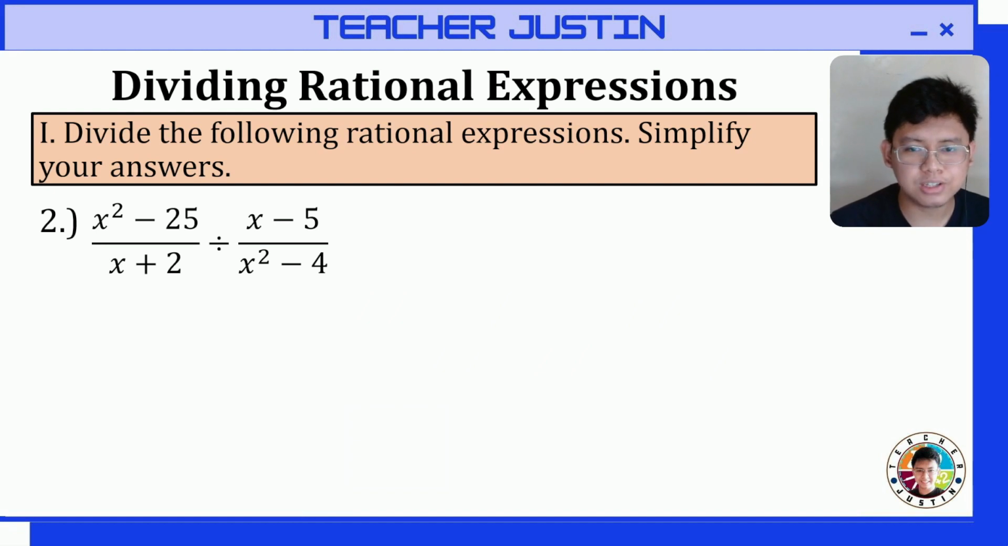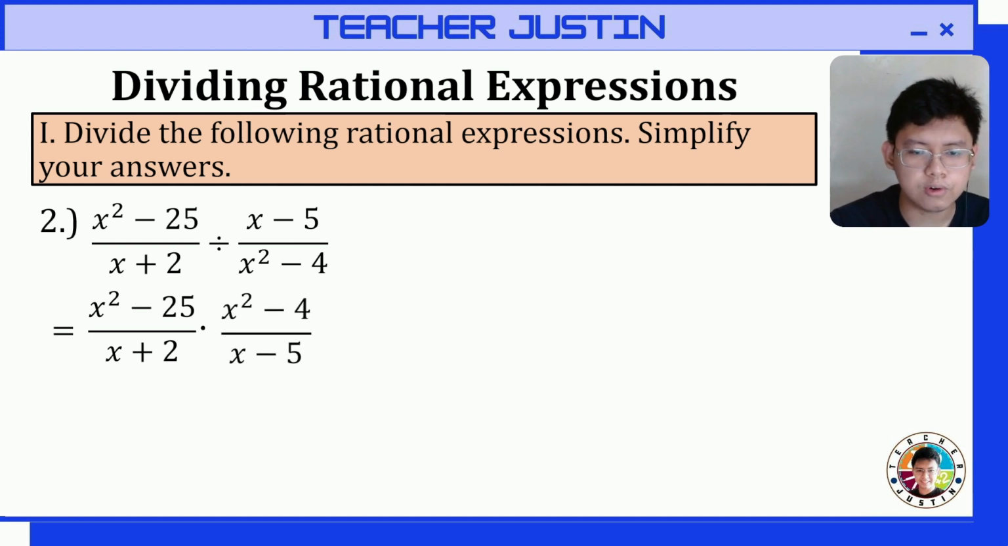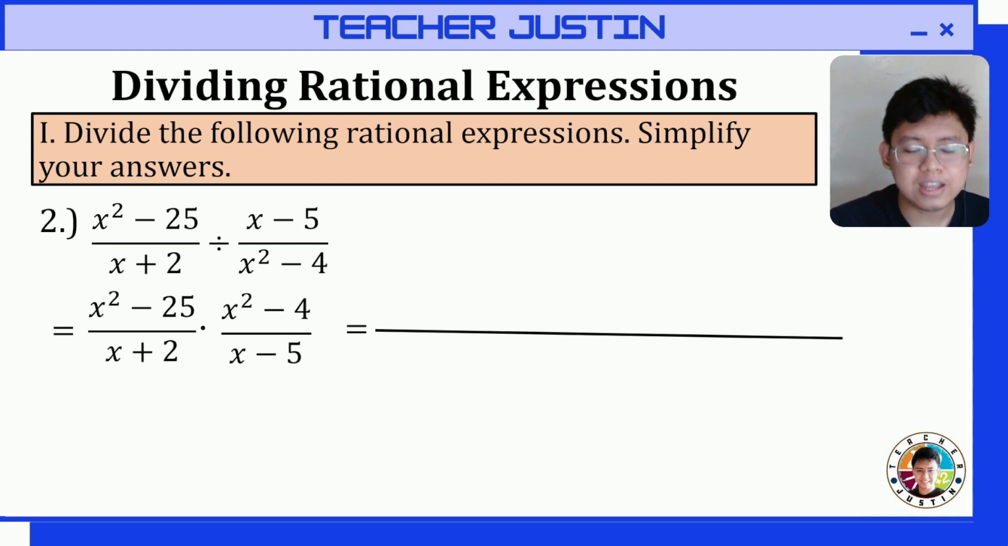Okay, let's divide these rational expressions. So, meron tayong x squared minus 25 over x plus 2 divided by x minus 5 over x squared minus 4. So, para ma-divide natin itong dalawang rational expressions na to, we will apply keep, change, flip. So, we keep the first rational expression, change the operation to multiplication, and then flip our second rational expression. So, magiging x squared minus 4 over x minus 5. Then, ang susunod nating step is to place them in one fraction bar and then factor our numerator and denominator.